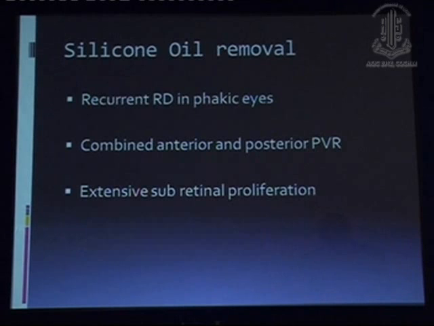Before we jump onto the cases where we can do under oil surgery, we must be very clear about the situations where oil removal is a must. These are cases like recurrent RD in a phakic eye, where we prefer removing the lens to do maximum removal of the anterior cortical gel and to remove all the anterior membranes; combined anterior and posterior PVR, where we need to do good aggressive base dissection to stabilize the retina; and obviously extensive subretinal proliferations, where we need to do large retinotomies, which is really not possible in an under oil scenario.